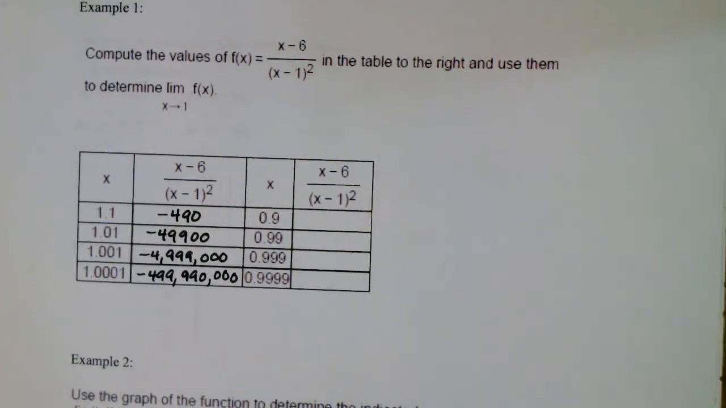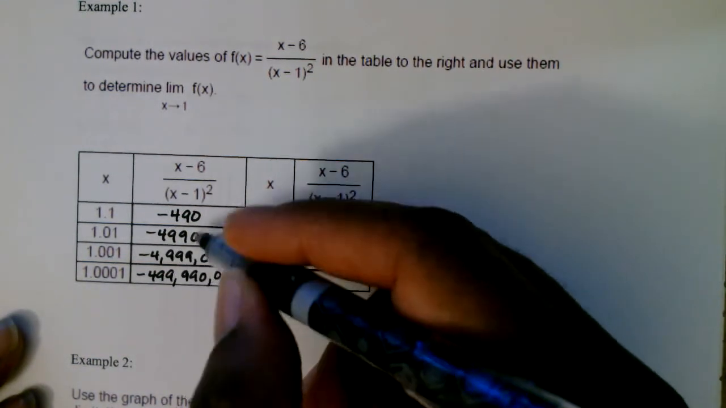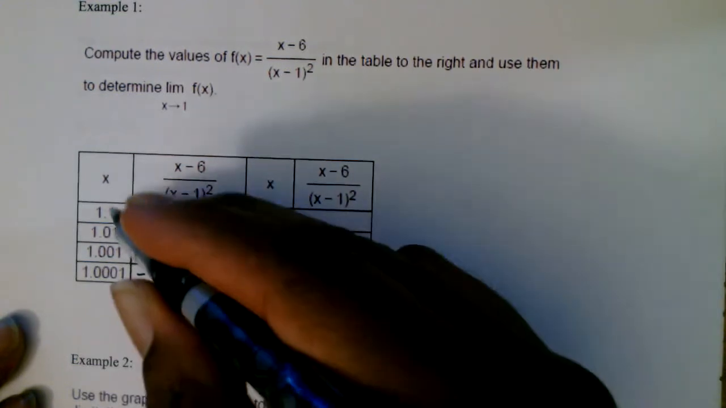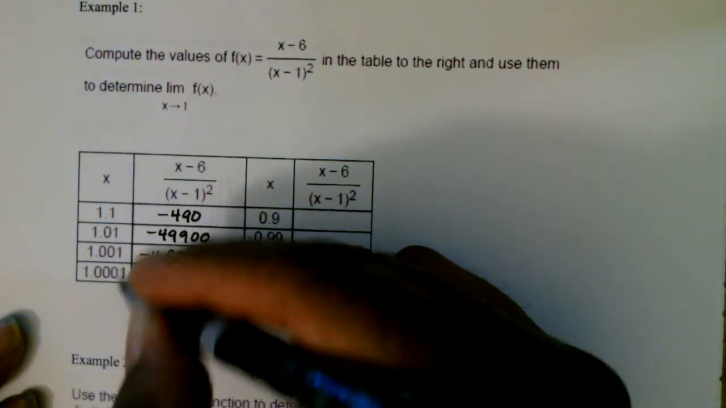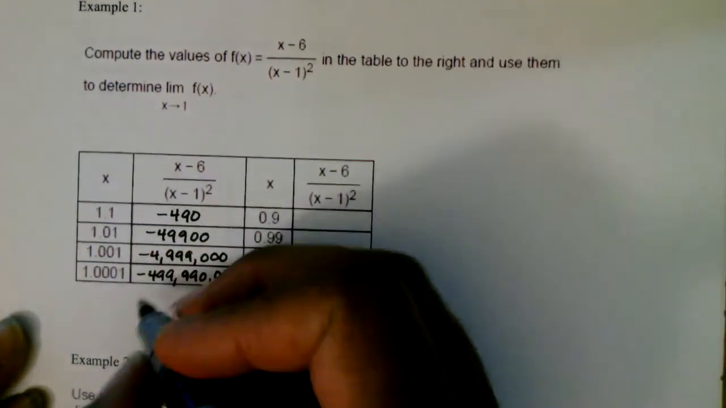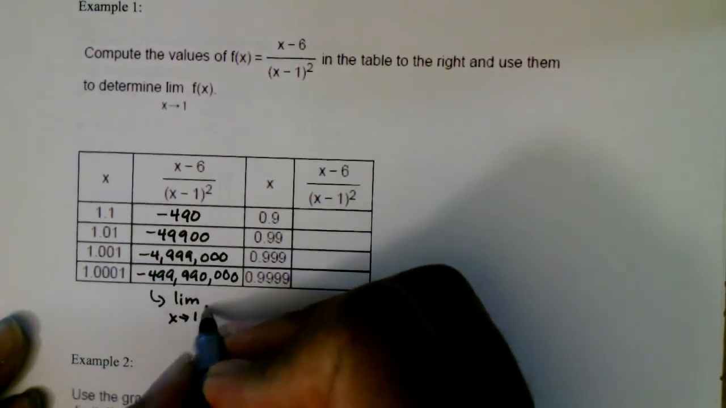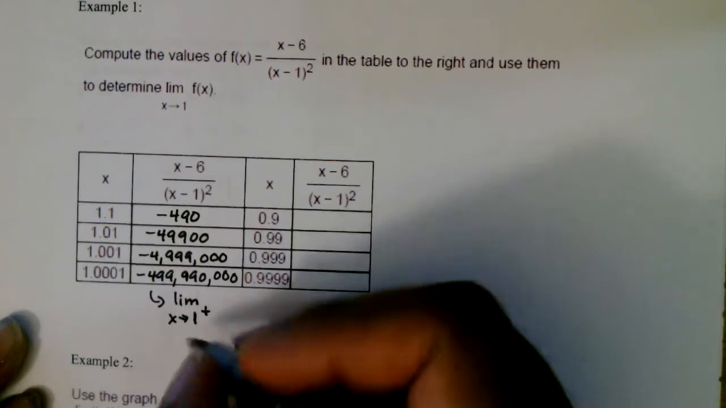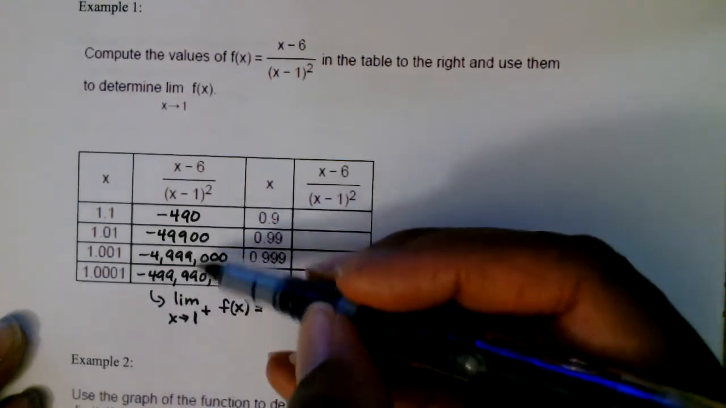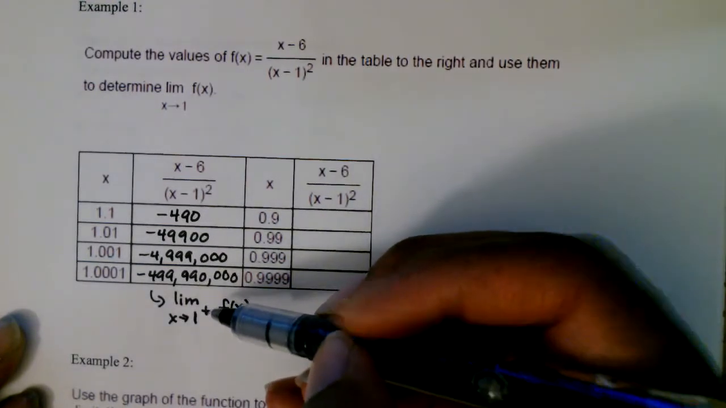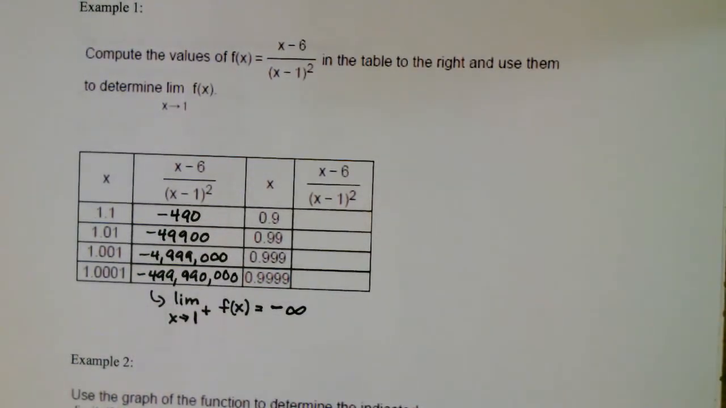So with this one, you can see that these numbers are getting arbitrarily smaller and smaller as we let x approach 1. And actually, it's approaching 1 from the right because these numbers are bigger than 1. So this represents the limit as x approaches 1 from the right of that function f of x. It's getting smaller and smaller without bound, so it will be negative infinity. Okay?